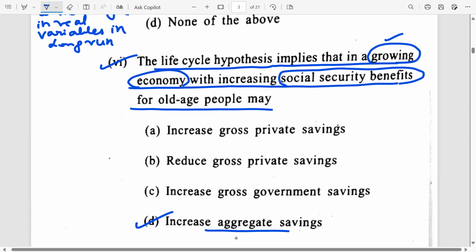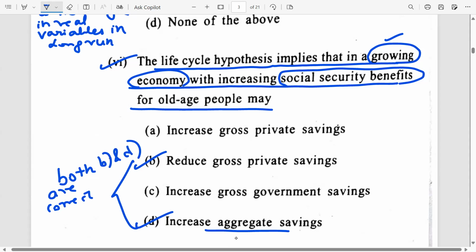But when the government provides you with social security benefits at the same time, that in turn would reduce the gross private savings, because when the government is providing you with social security, you would not want to save much. You're already getting that help from the government. Okay, so both the options are correct depending upon the logic given by the student. Both are correct, options B and D. So I can write both B and D are correct.